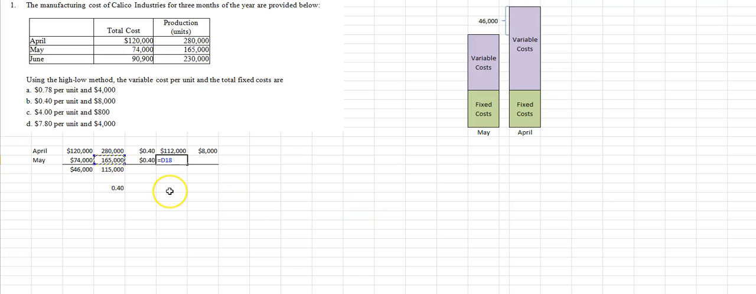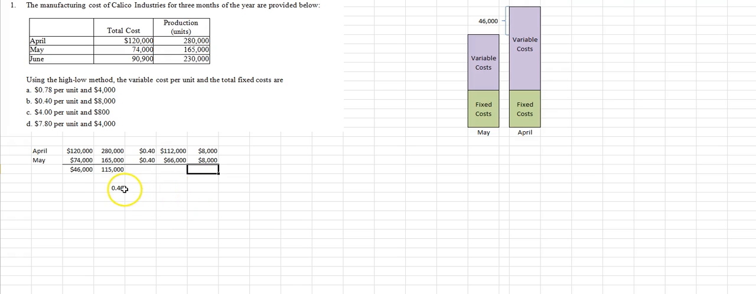165,000 at 40 cents is telling me that I have a total variable cost of 66,000, right? Which means my total cost was 74,000. So fixed cost would be 74 minus 66, which is 8,000.